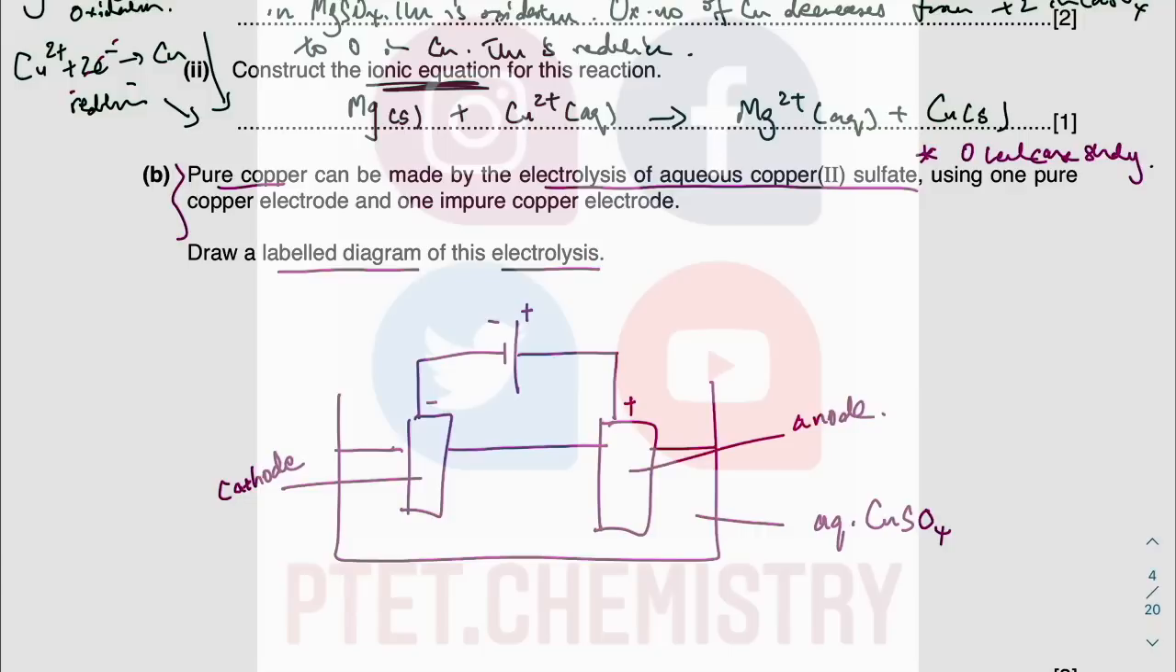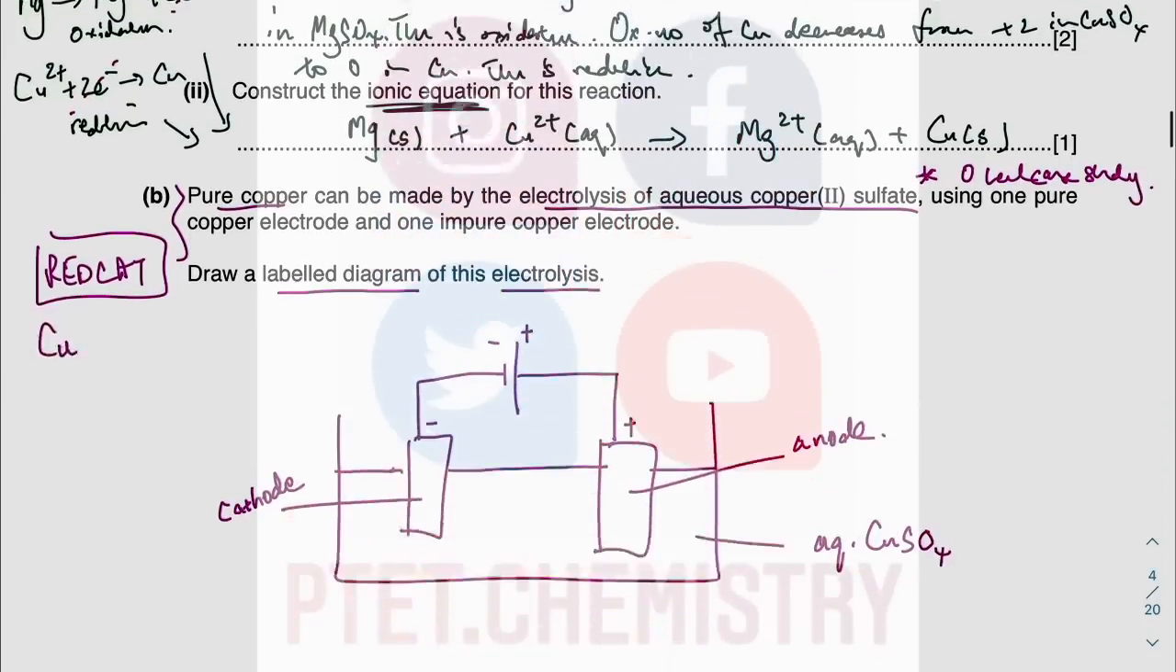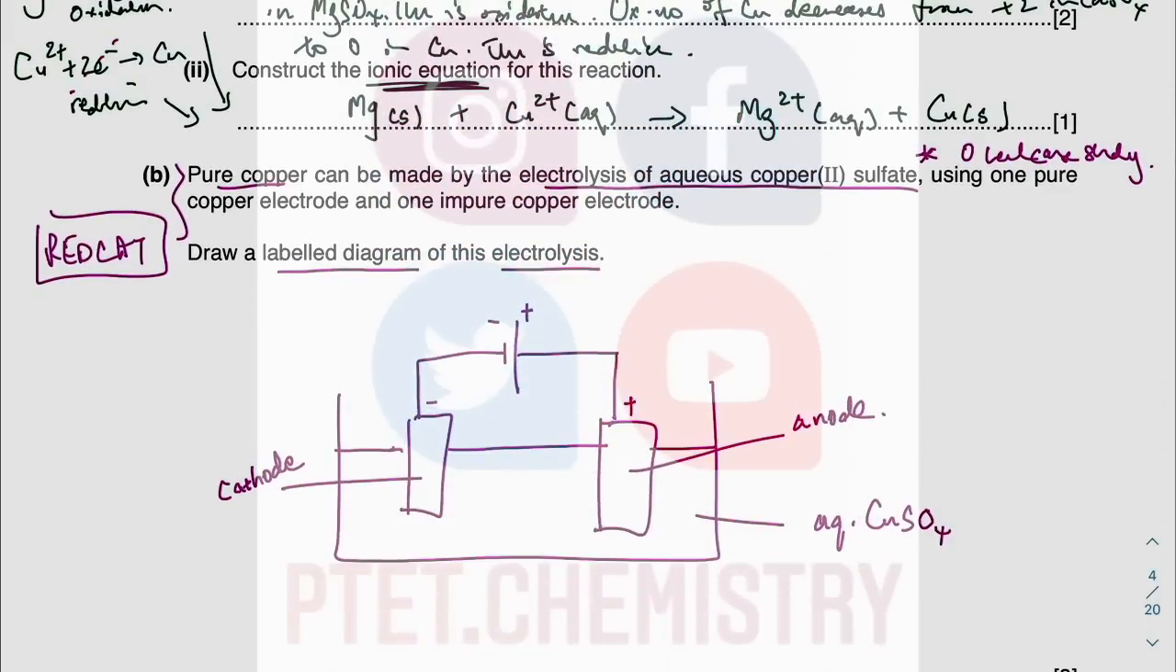Okay, I already labeled the electrolyte, I already have the power. Now I really need the material of the cathode and the anode. One is pure, one is impure. I want to get pure copper. What you want at the cathode is reduction. Red cat, right? Reduction happens at the cathode. Reduction involves gain of electrons, so you need to gain electrons at the cathode because you want pure copper at the cathode.